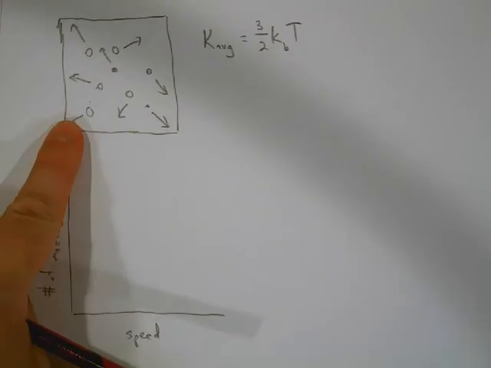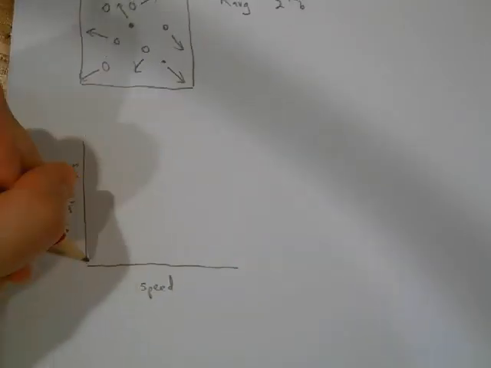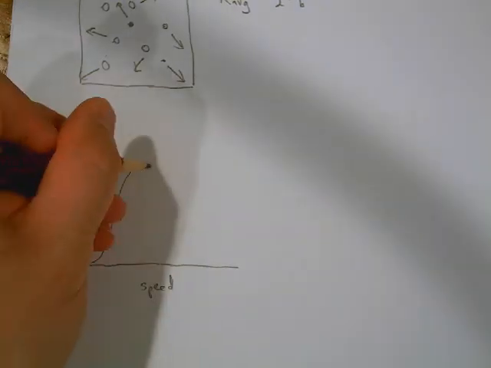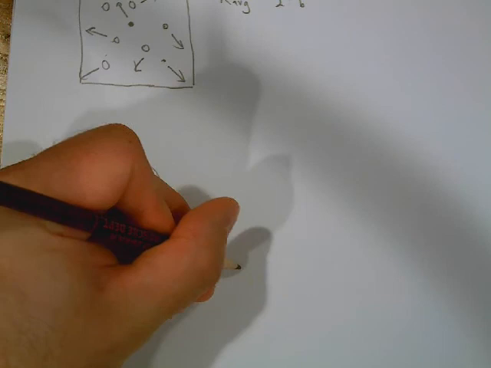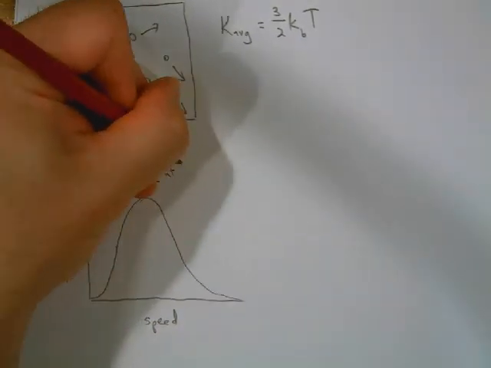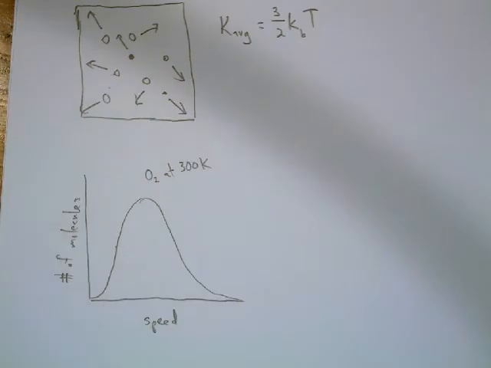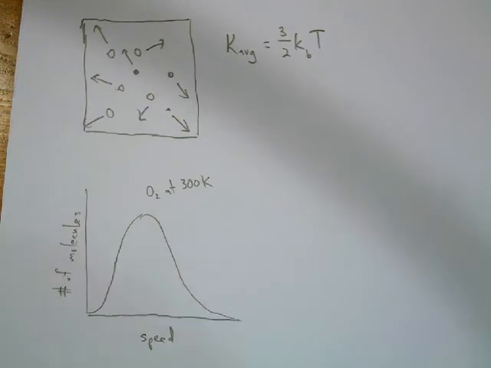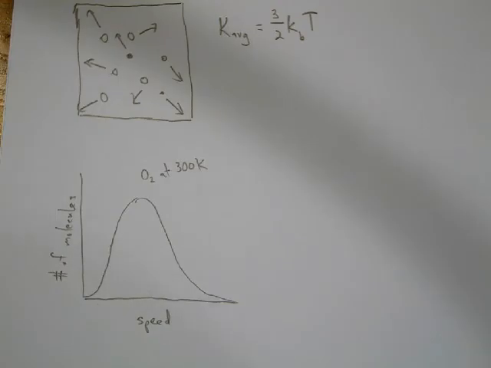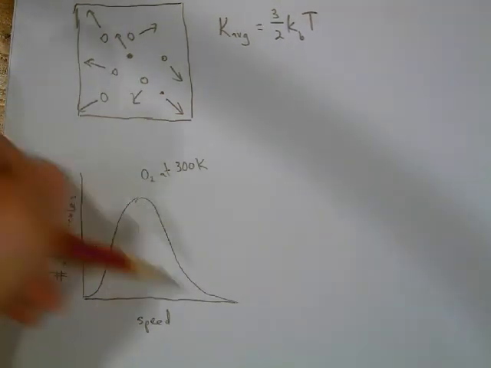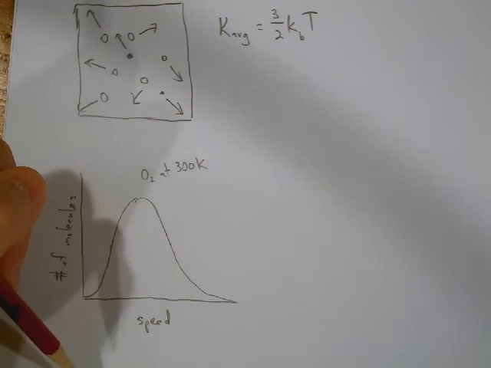So let's say in my container is only oxygen, and I have this at 300 Kelvin. I would get a graph that looks something like this. This is oxygen at 300 Kelvin. On average, the kinetic energy of every molecule is the same, because they're all at the same temperature. In reality, they're not all moving the same speed. Most of them are going to be right around that average, but some are going to be moving faster, some are going to be moving slower.